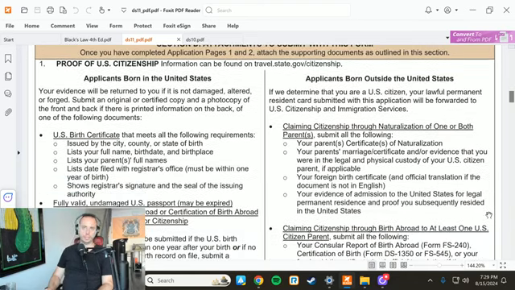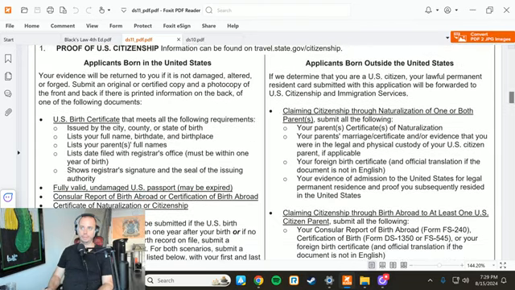Proof of U.S. citizenship, claiming citizenship through naturalization, your evidence of admission to the United States for legal permanent residence.